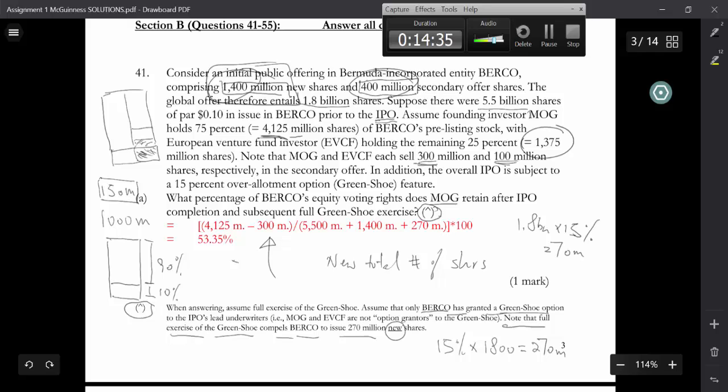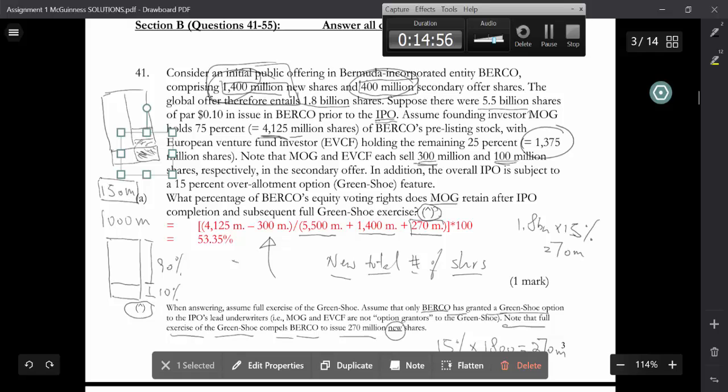Now, with a question like this, my first tip for you is you have to work out the total number. Okay, I wrote it down here. New total number of shares, which is the old number plus new shares plus over allocation. And in fact, Paul made it quite obvious here. Note that full exercise of the greenshoe means Berkel will need to issue 270. So, he made that clear. So that's where that came from. So this is the new total number of shares.